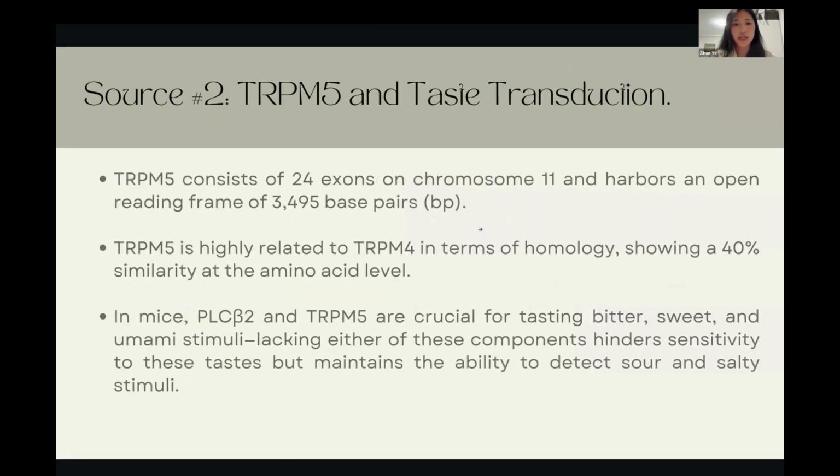And the second source taught me about the background information for TRPM5. It consisted of 24 exons on chromosome 11 and harbors an open reading frame of almost 3,500 base pairs. TRPM5 is highly related to TRPM4 in homology, as it has a 40% similarity at the amino acid level. And in mice, PLC beta 2 and TRPM4 are crucial for tasting bitter, sweet, and umami taste stimuli, because lacking either of these components hinders the sensitivity to these tastes, but maintains the ability to detect sour and salty stimuli.